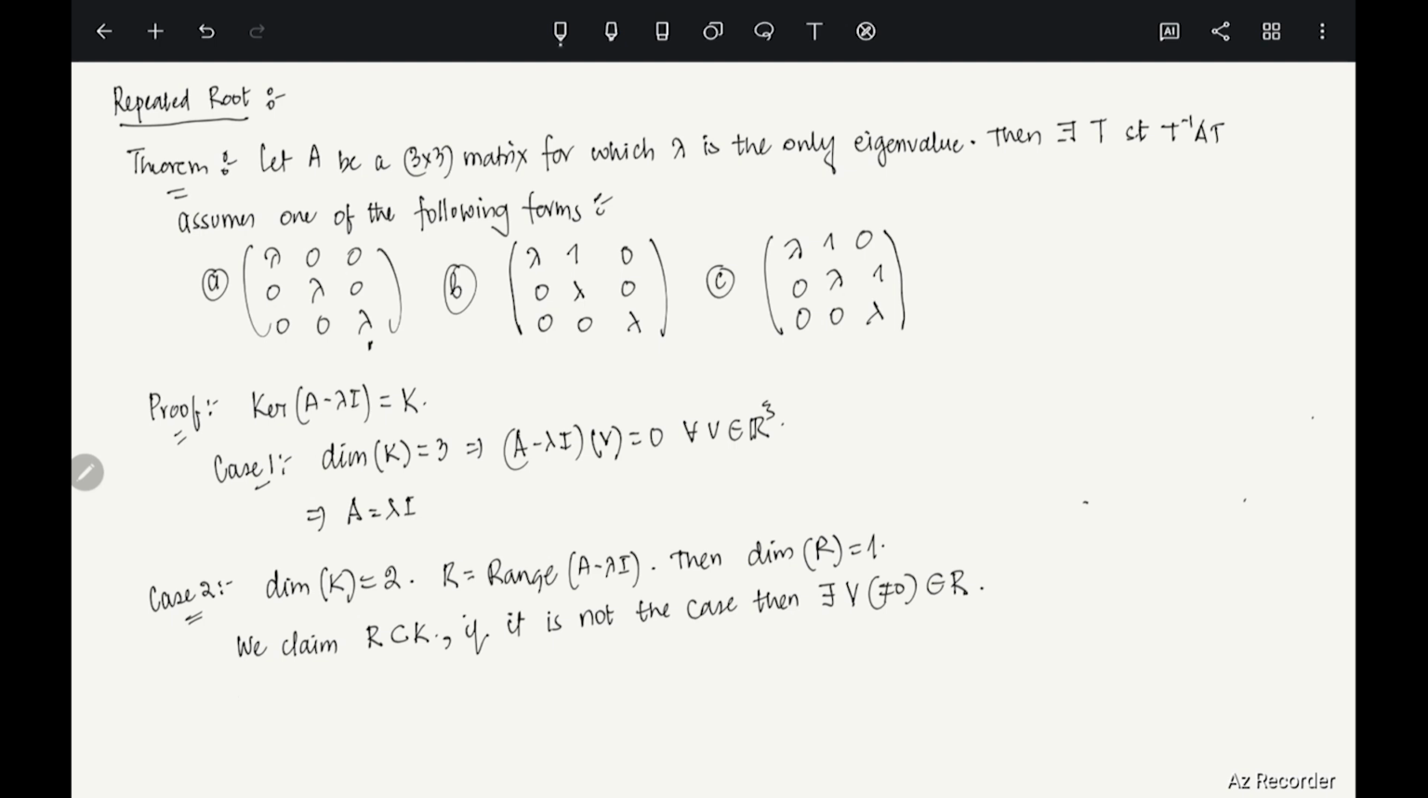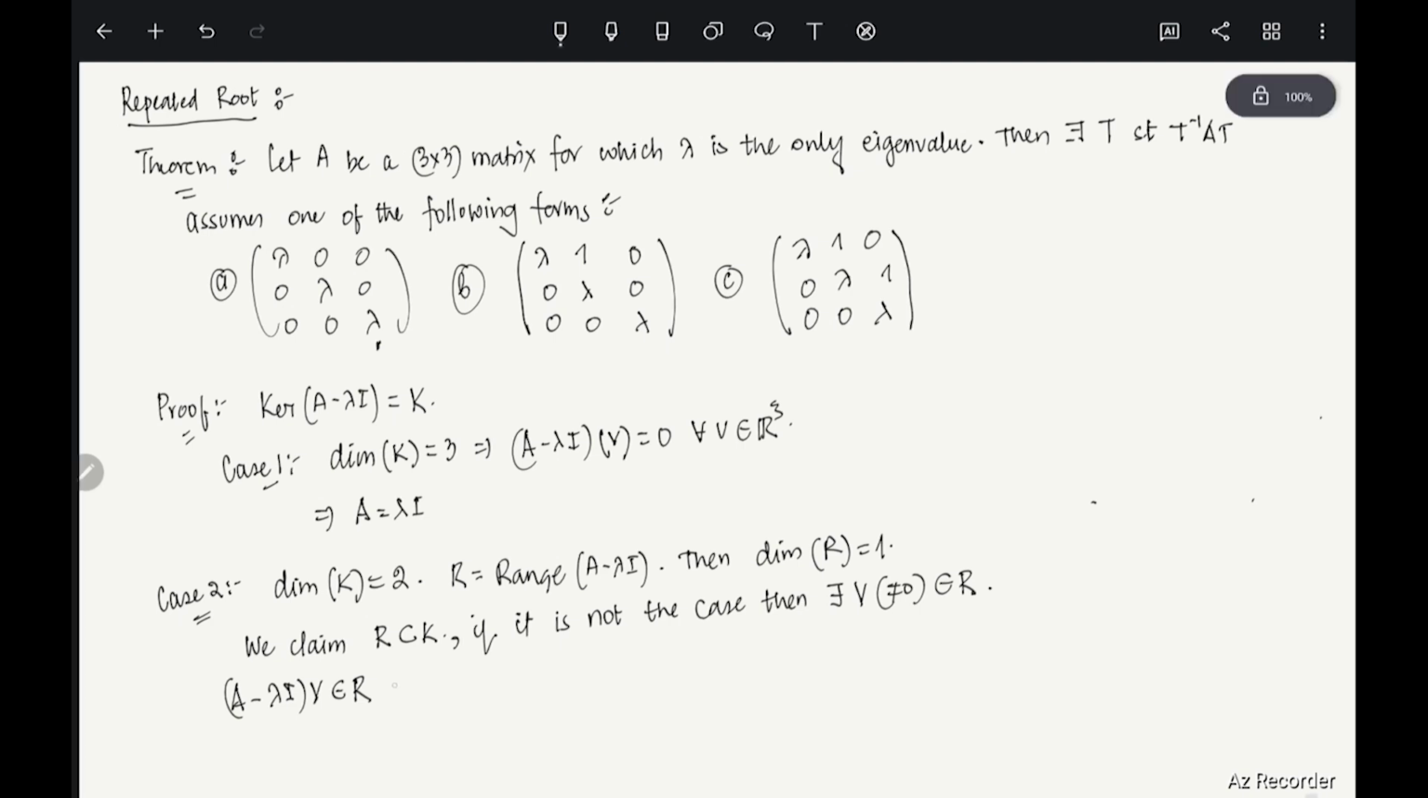Now what did I want to show? R is contained in K. So I start with a non-zero element in R, let's call it V. Now (A minus lambda I) acting on V is in R. The vector V is in the range, so (A minus lambda I)V should be in the set R, and R is one dimensional. So (A minus lambda I)V will look like some mu times V.